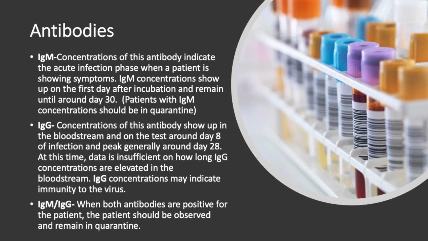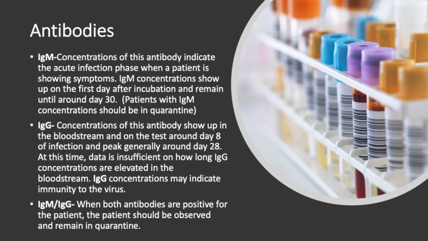After a patient has had the virus for a while, they begin to produce a second phase antibody, which is called IgG, or immunoglobulin G. And concentrations of this antibody show up in the bloodstream around day 8 and will peak at day 28, but then they also last for as long as 5 months. The one thing that a lot of people think of is the IgG is the immune antibody, but it's been very difficult right now to scientifically identify whether the IgG is an actual indicator of immunity, but it certainly shows past infection and past exposure to the virus.